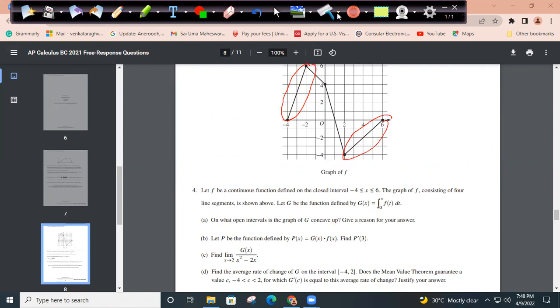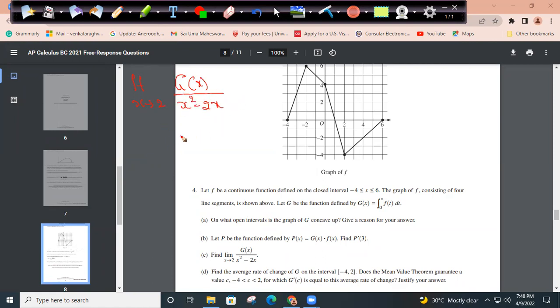Next is the UV rule and differentiation. So that is also done. Next is asking to find some value. What is the value? It is asking for the limit as x tends to 2 of g of x by x square minus 2x. Very good question. So now part C: I need to find the limit as x tends to 2 of g of x by x square minus 2x.